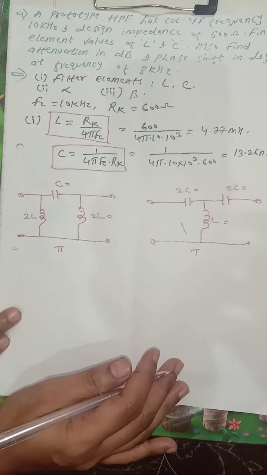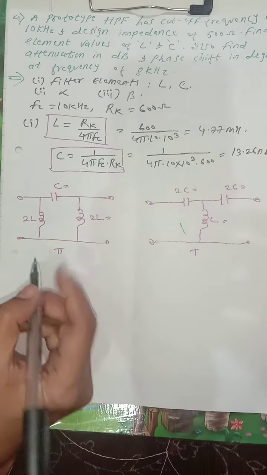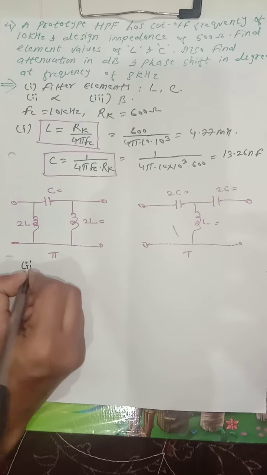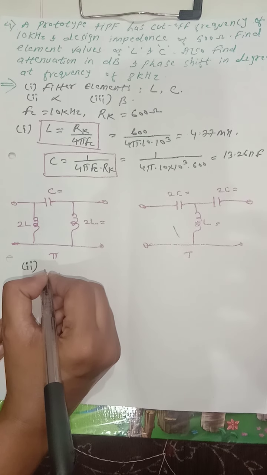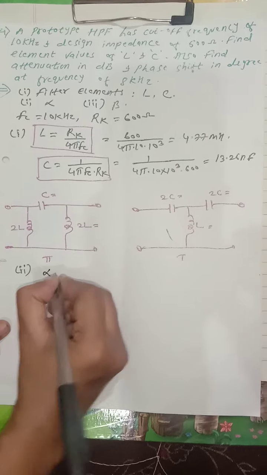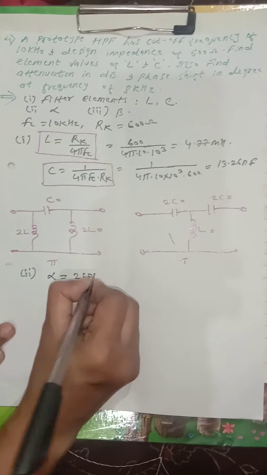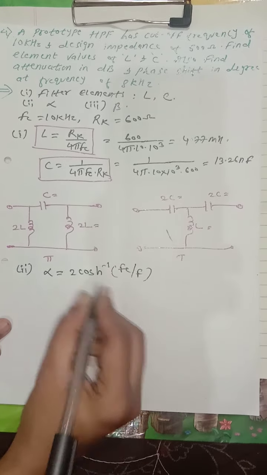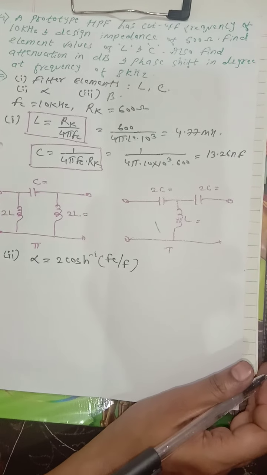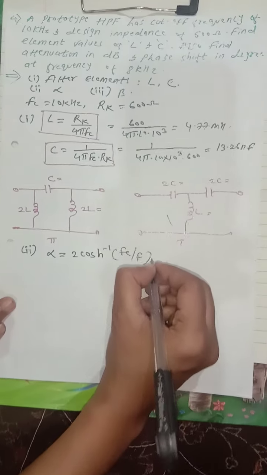Now come toward the next parameter which we need to calculate, which is nothing but the attenuation constant, denoted by alpha. And for the high pass prototype filter we need to calculate alpha. Alpha is equal to 2 cosh inverse of FC by F. So what is my FC? Cutoff frequency. What is my F? That is nothing but the normal frequency or the particular frequency.